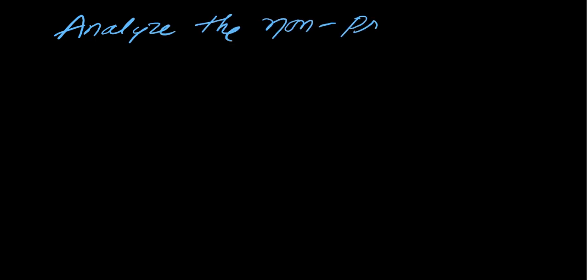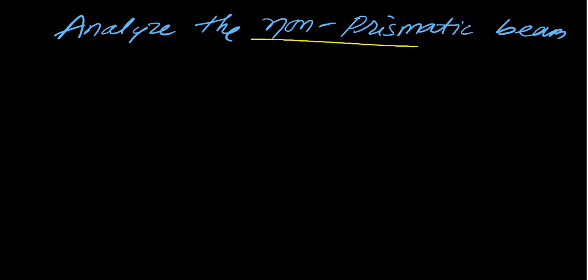Hello guys. So now we are going to analyze the non-prismatic beam element. Okay. So what is meant by non-prismatic? Non-prismatic means the cross-section area of the beam is not uniform. That we call a non-prismatic beam.